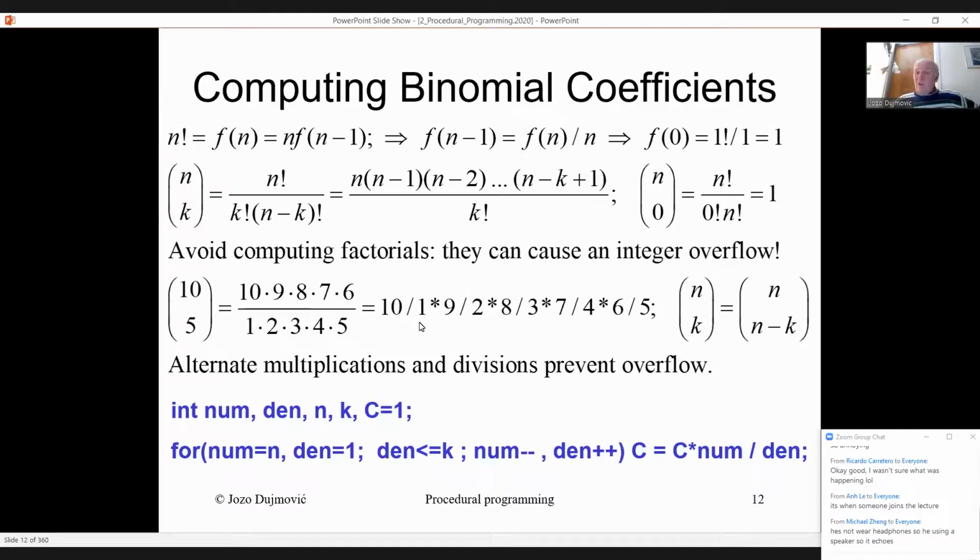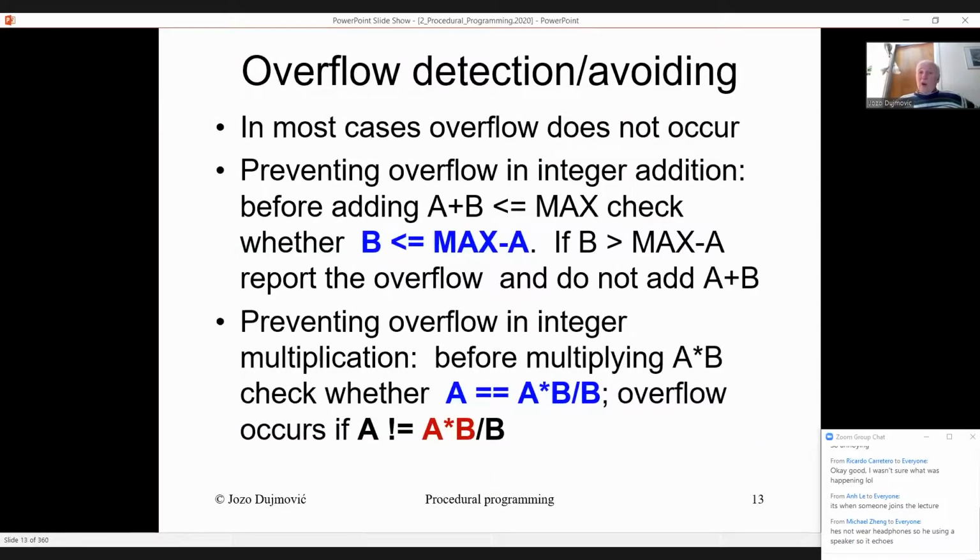8 divided by 4 will be 2. So if you go zigzag, zigzag, zigzag, the value is going to be moderate, and you're going to get the correct value. And of course, this is the program where the numerator is going from n with decrement, and the denominator is going from 1 with increment. Then you put that in a loop and compute that the previous value is multiplied by the numerator and divided by the denominator. And in this operation, you are always going to have canceling, and it is going to work properly.